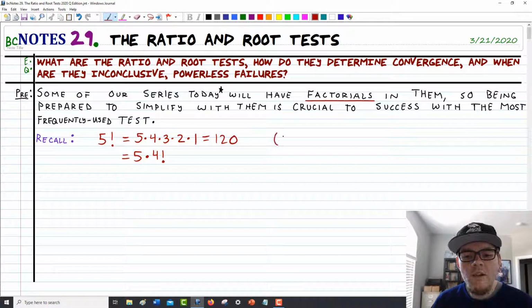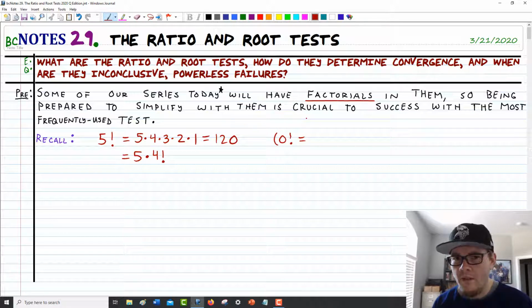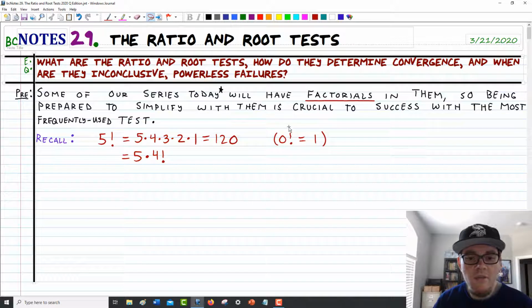As far as some other things worth pointing out, 0 factorial: if you think about it in terms of counting, that's like asking how many different ways there are to arrange 0 things, or put 0 things in order. Since there's nothing there, the only order is nothing. So there's 1. So we say that 0 factorial is equal to 1. It allows everything to clean itself up. Just some interesting facts up here.